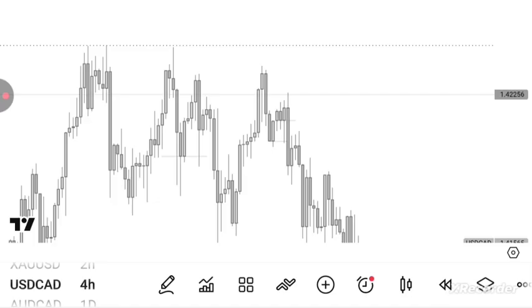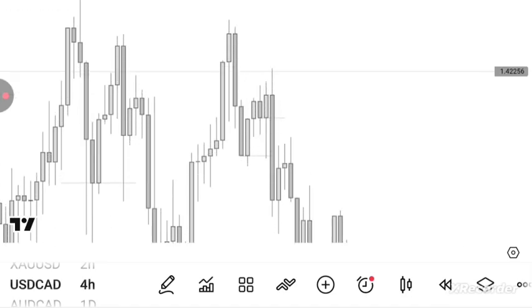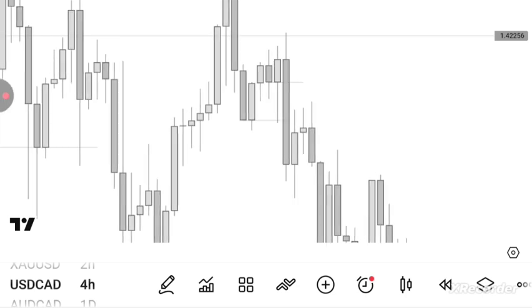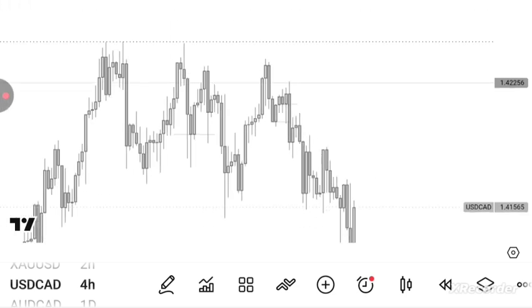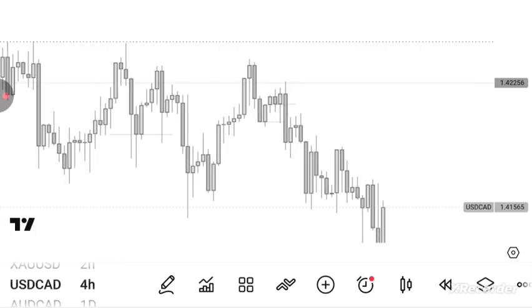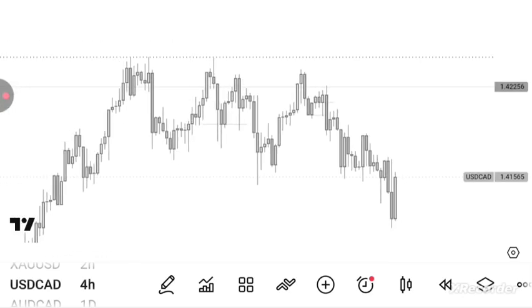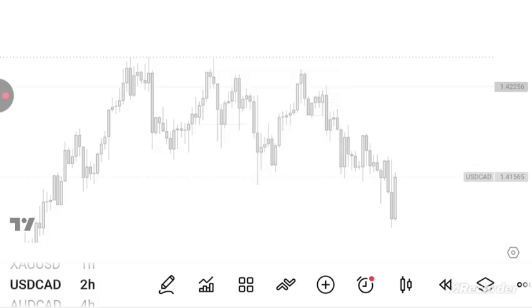What we are now looking out for is our entries, right? If you want to look for your entries, you play with your 2 hours time frame, you play with your 1 hour time frame, and you also play with your 30 minutes time frame. You could also play with your 15 minutes time frame. It depends on what you are convenient with, right? But for me, I checked the 2 hours time frame.